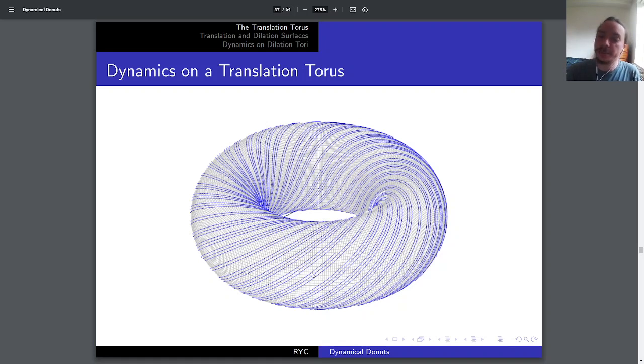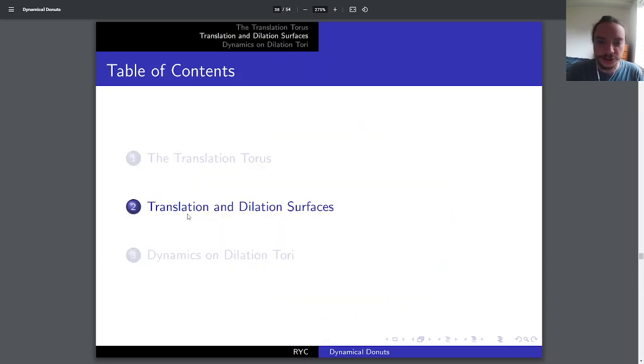And if we looked at a picture of the finished flow, then we would essentially just see a shaded in torus. All right. So this is the dynamics on a translation torus. We now fully understand them. So what happens next? Well, what we can do next is we can generalize this idea. So let's start to talk about translation and dilation surfaces.